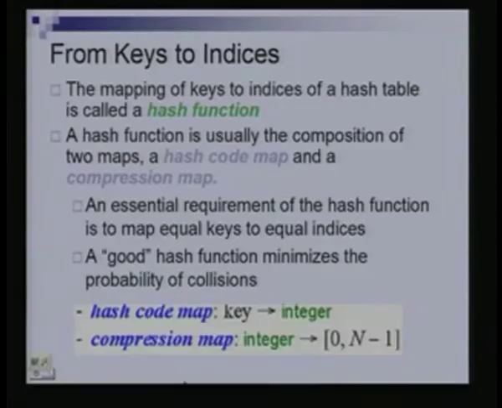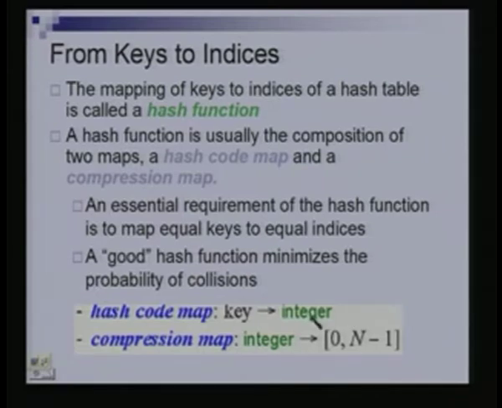A hash function can actually be thought of as being in two parts. There is the hash code map and there is a compression map, and these two together make up a hash function. Recall, a hash function is basically a mapping of the keys to indices of your hash table. Your hash code maps the key to an integer. If your key is already an integer, there is no need for this. But when your keys are not integers, then you will have to first convert them into integer keys in this manner. But this integer could be from an arbitrary range.